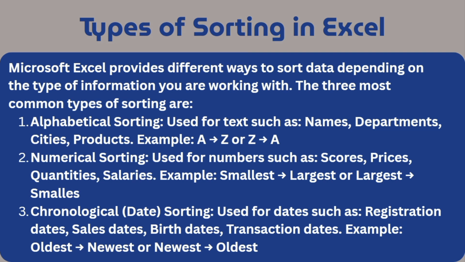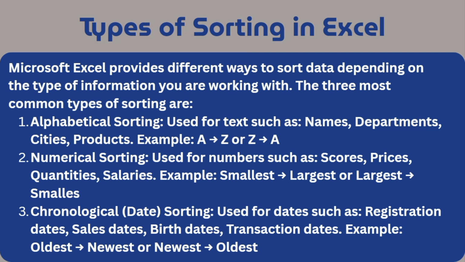There are three basic types of sorting. We have alphabetical sorting, numerical sorting, and chronological sorting. Now, chronological sorting is also the same thing as date sorting. Alphabetical sorting is making arrangements in a form of alphabetical order. That is maybe A to Z or Z to A. And numerical sorting deals with numbers.